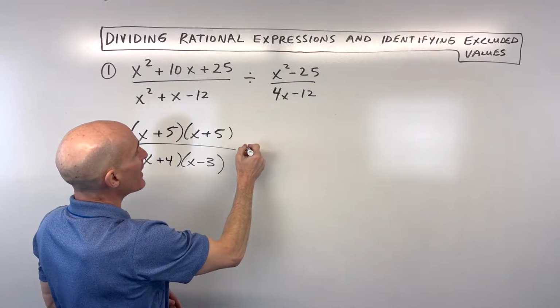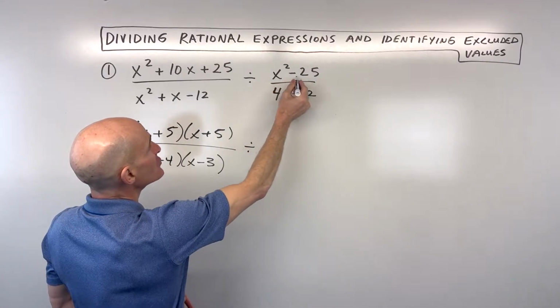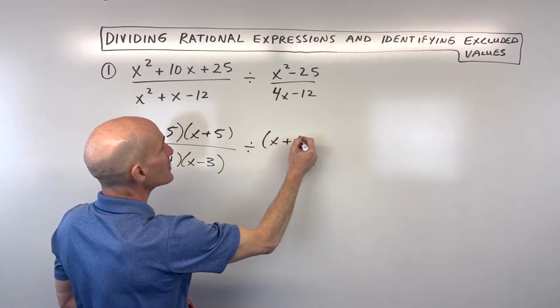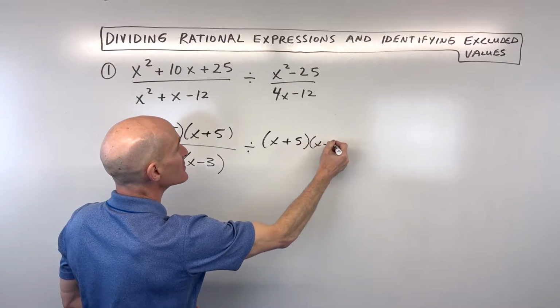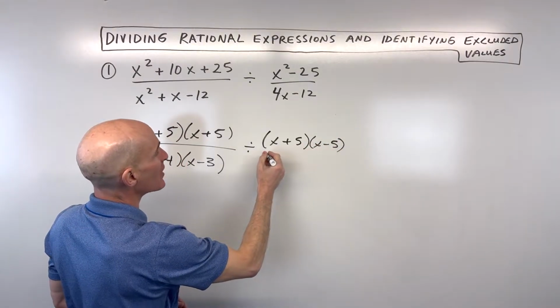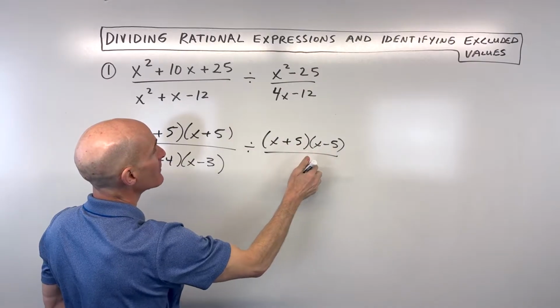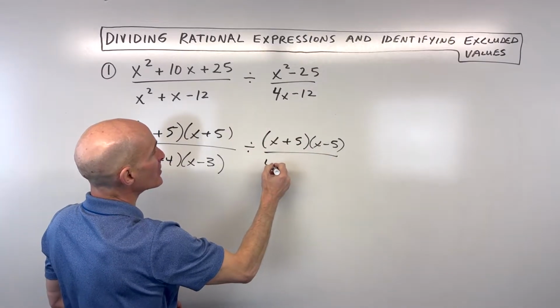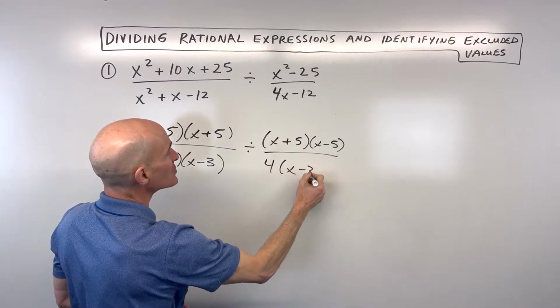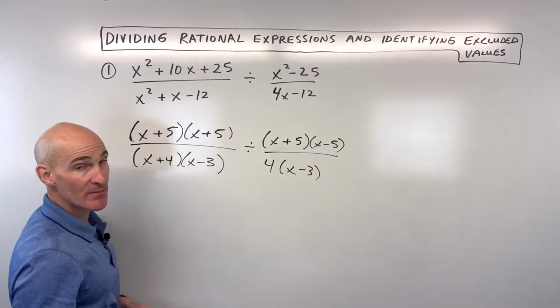Now for the second fraction, this is a difference of two perfect squares, so it's going to factor as a sum and difference pattern. One we're adding, one we're subtracting. I'm just taking the square root of 25. And then the bottom, the denominator here, we can just factor out a greatest common factor, which is factoring out a 4, which leaves us with x minus 3.